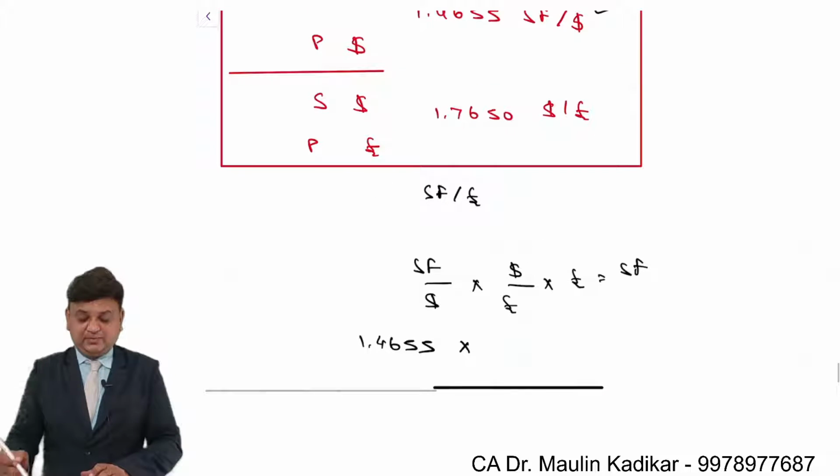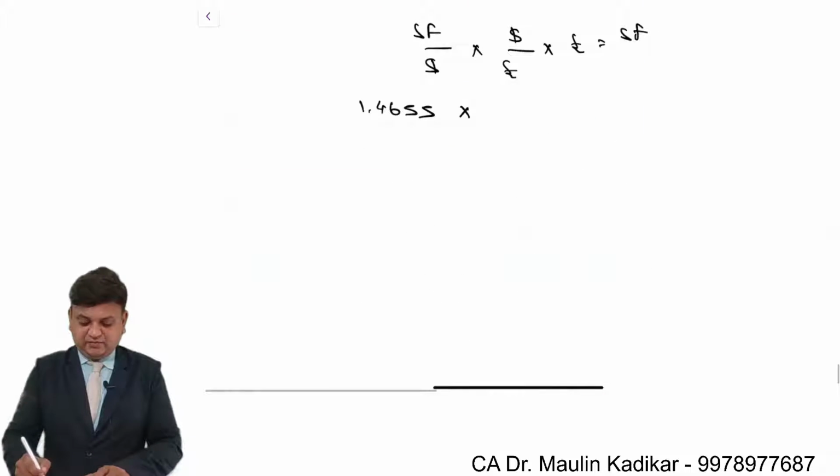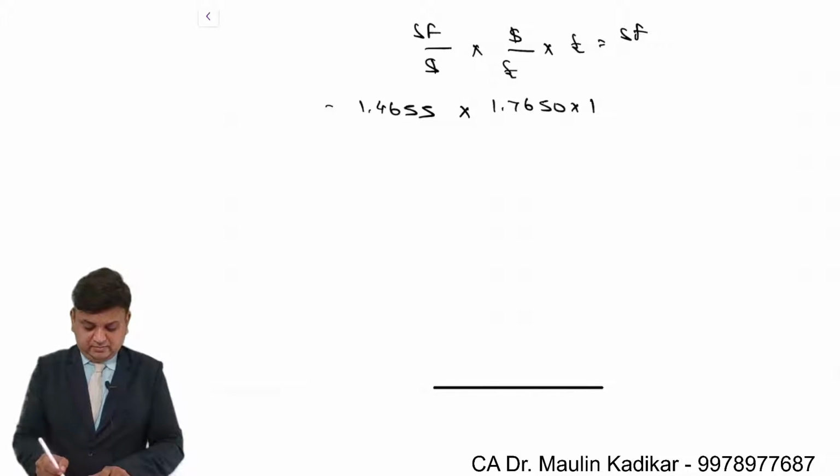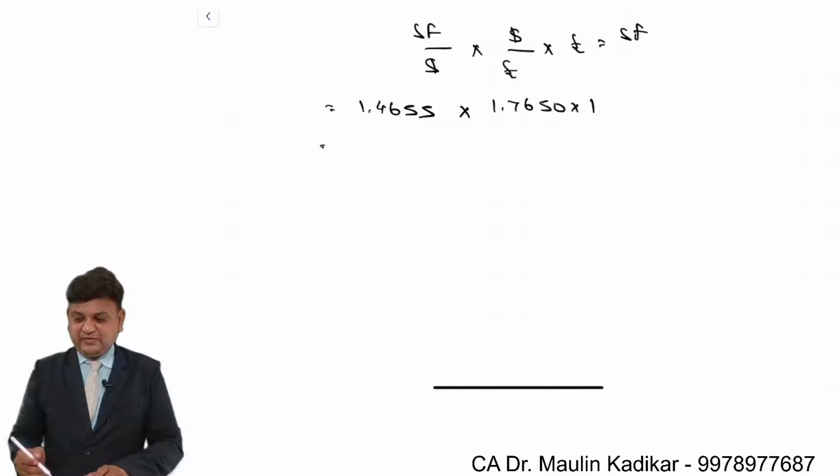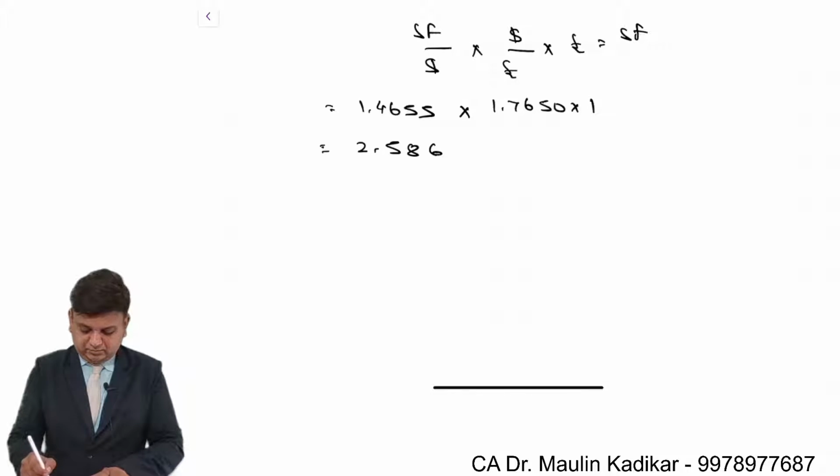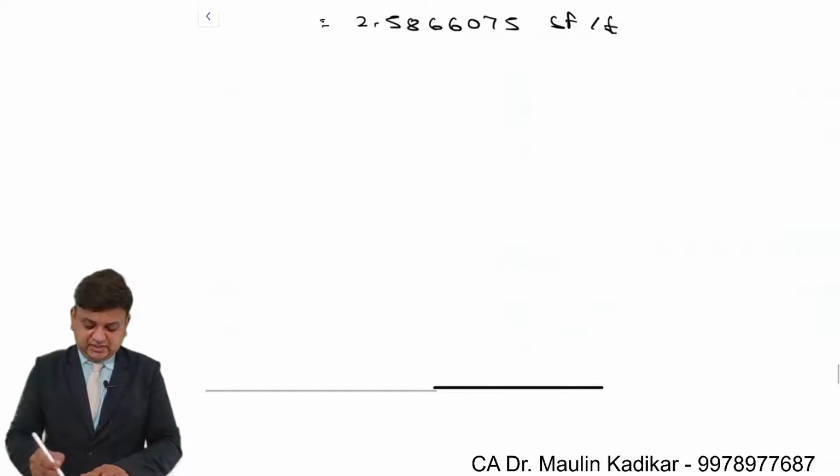I want dollar per pound, exactly the same is given: 1.7650 into 1. So 2.5866, 0.75 Swiss franc per pound. That is the applicable exchange rate. So Swiss franc and pound.